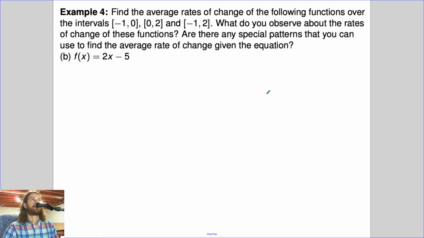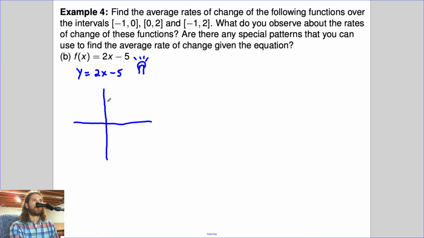Okay, let's take a look at this one. Perfect example. This says f of x equals 2x, or y equals 2x minus 5. You should have a little light bulb going off there. Because this is in slope-intercept form. If it says, please find the rate of change from, suppose, 1 to... minus 5.